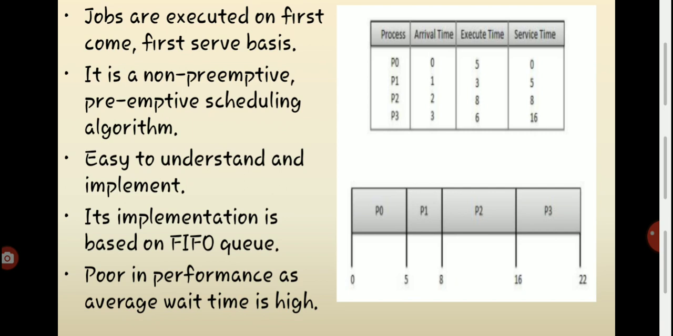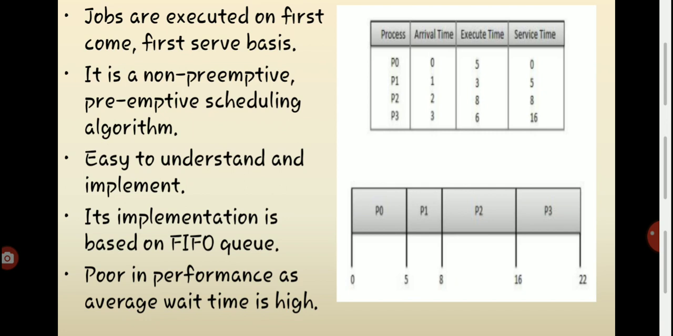See, P0 arrives first. When P0 arrives, no other process is there, so it will be taken first. So the service time of P0 is 0. As soon as P0 comes, it is taken immediately. And what about P1? The execution time of P0 is 5, so only after P0 is over will P1 be taken. So the service time of P1 is 5. Now P2's service time is 8.